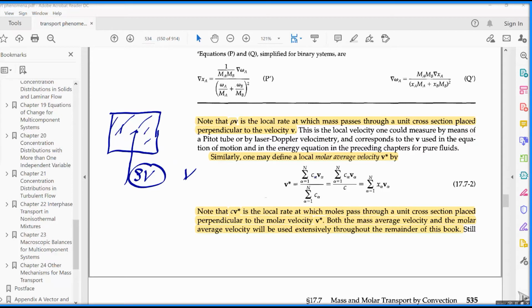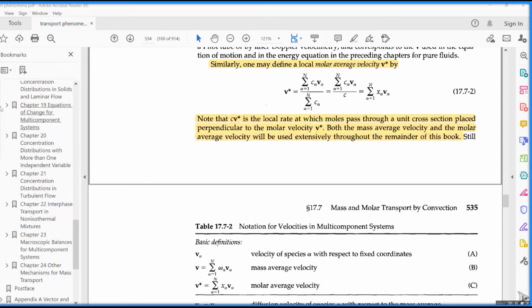Molar concentration of the individual species and mass average velocity of individual species inside of your system. We can obtain just from this formula, equal to C, the total molar concentration of the mixture, and we can also write it in this form. This is very similar to above, where we defined the mass average velocity.